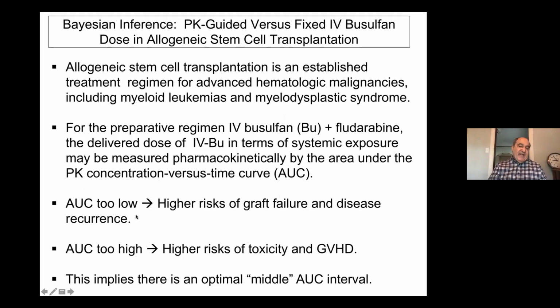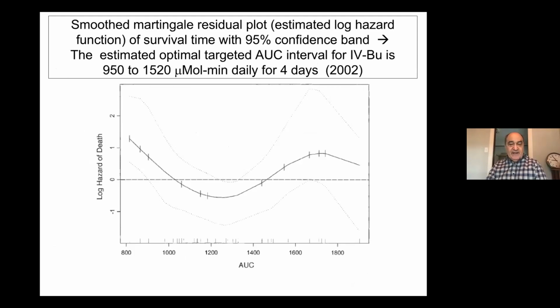It's well known, or it's been established, that if the AUC is too low, you get a high risk of graft failure or disease recurrence. If the AUC is too high, you get high risks of toxicity and graft versus host disease. So it implies that there's an optimal middle AUC interval. And Dr. Andersson knew this, but he didn't have any way of quantifying it. He gave me some data and I drew this curve. So what you've got on the vertical axis is the risk of death. And this shows that there's a middle range where the risk of death is lower. Here's the AUC dose on the horizontal.